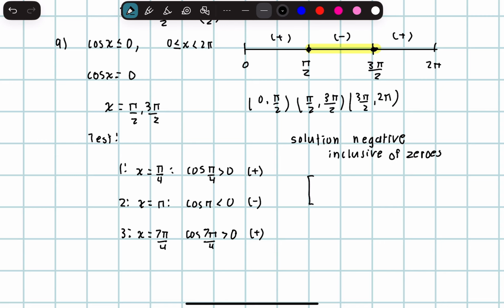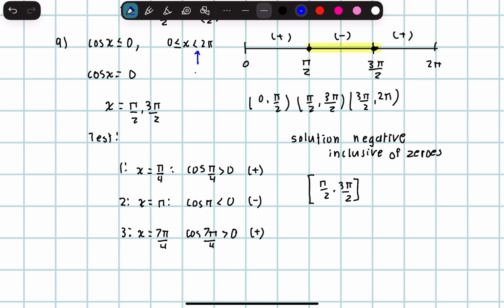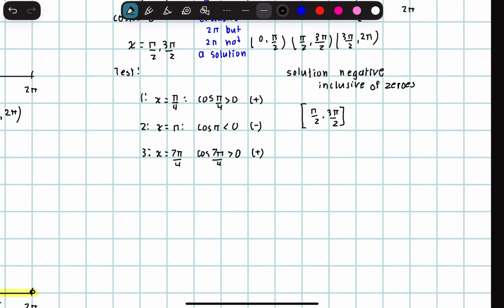Yeah, so now we just have pi over 2 and 3 pi over 2. Also, because this is exclusive of 2 pi, but remember 2 pi was not a solution, so we don't care about this. It's just like if it was a solution then we would exclude it, but it doesn't matter. We just pay attention that this is exclusive. Okay, and now we can go to our next problem.